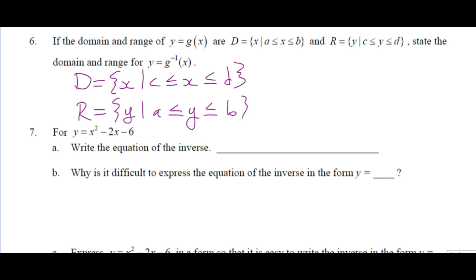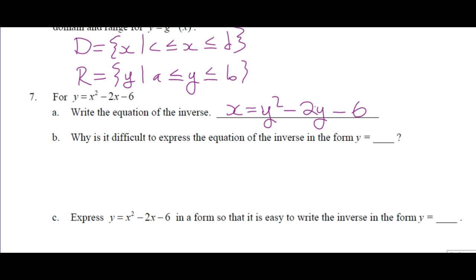For y equals x squared minus 2x minus 6, write the equation of the inverse. Okay, what's the equation of the inverse? Oops. Too soon with the 2. Okay, if I want to do an inverse, let's keep life easy. It just says interchange x and y. X is equal to. Why is it difficult to express the equation of the inverse in the form y equals? Yeah, you got a y squared term and you got a y term, right? So it's not just an easy click over. Okay, so it's difficult to isolate for y.